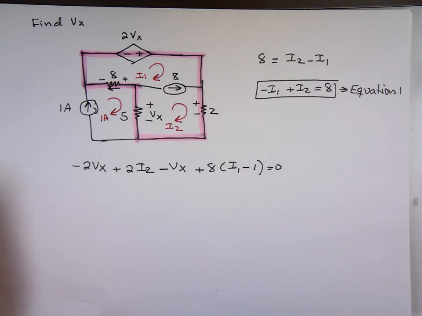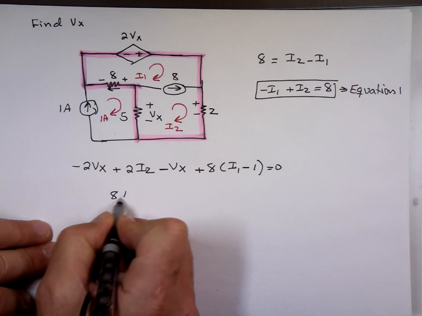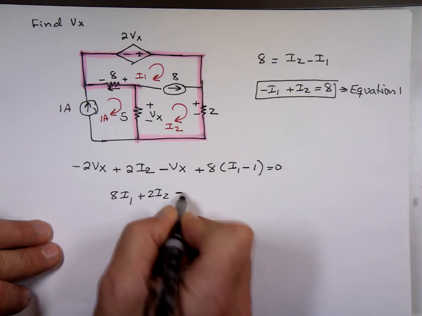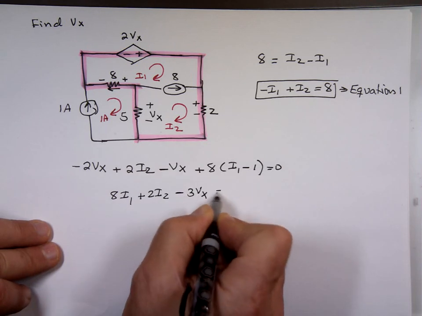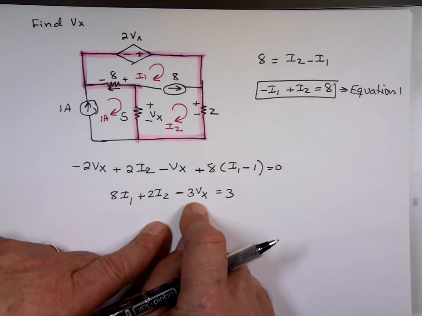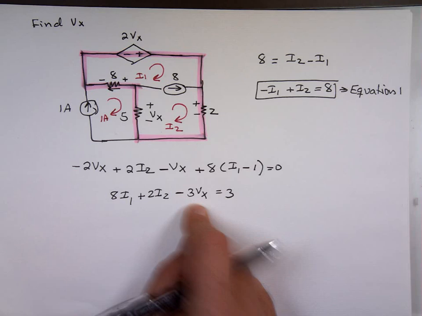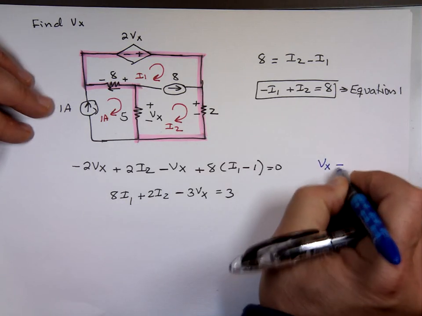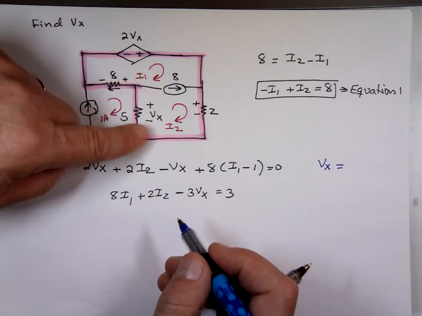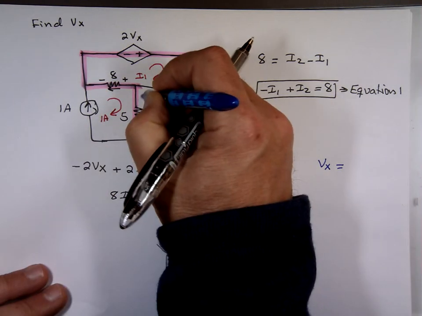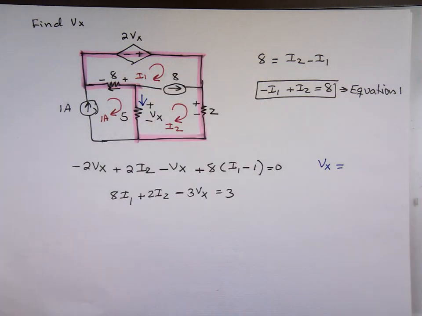The problem with that is we get Vx. Because if you look at this, that's 8 I sub 1 plus 2 I sub 2 minus 3Vx equals 3. I can't solve it because it's 2 equations by 3 unknowns. So can we find what Vx is? Vx is labeled plus to minus. They want the voltage plus on the top minus, and that means I need to find the current down. It's 5 times that current down.